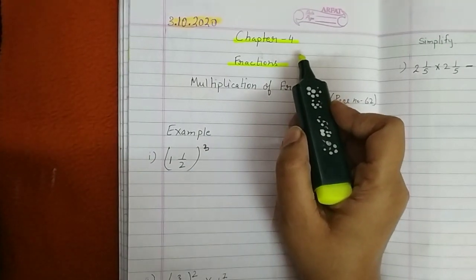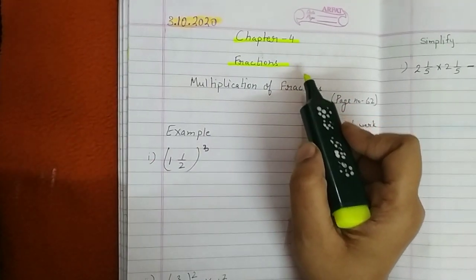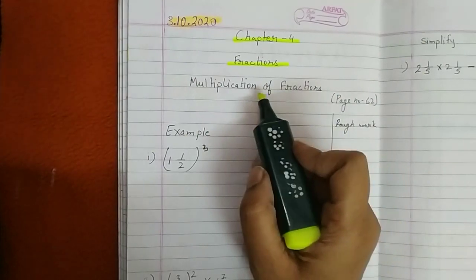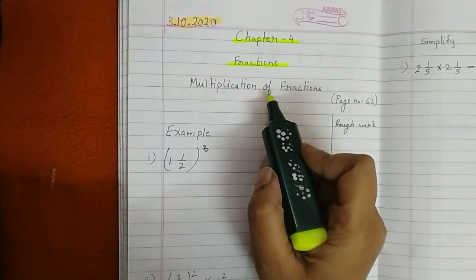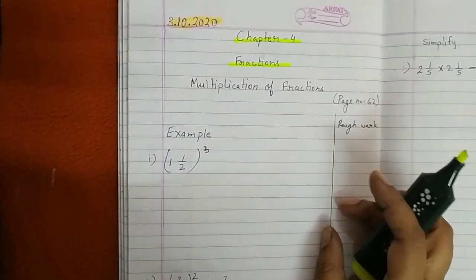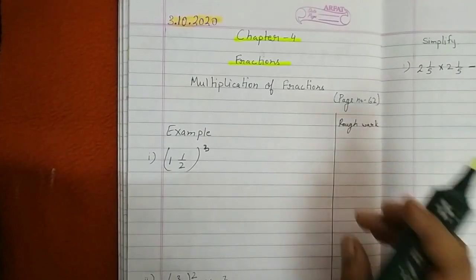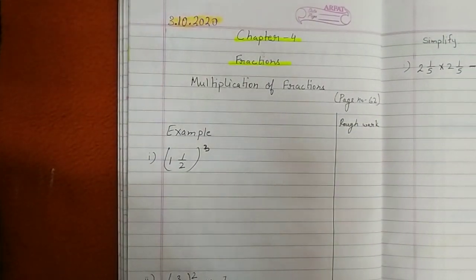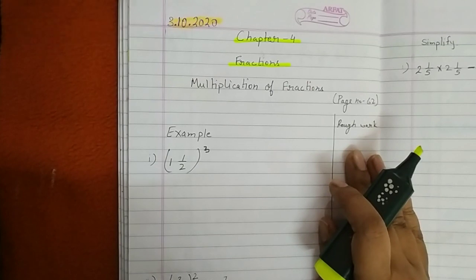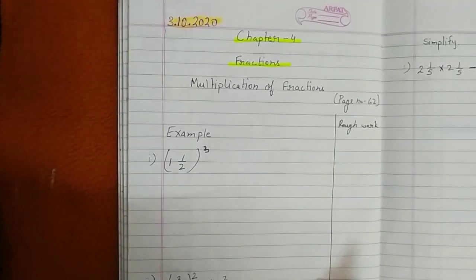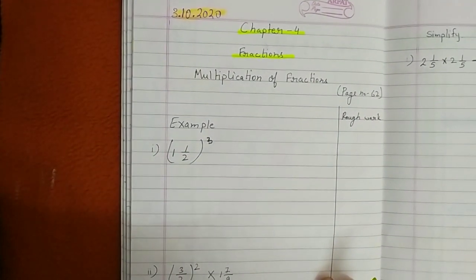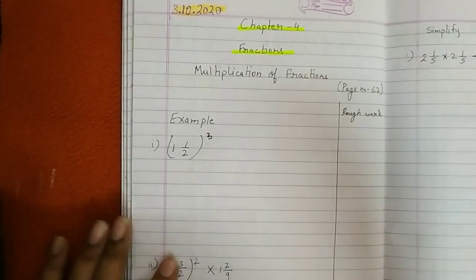We are on chapter 4, that is fraction, and we are learning multiplication. Yes, multiplication with fractions. In the last class we learned how to multiply two or more than two fractions. Here we are going to learn a few more methods of multiplication. Now let's take a few examples, children.